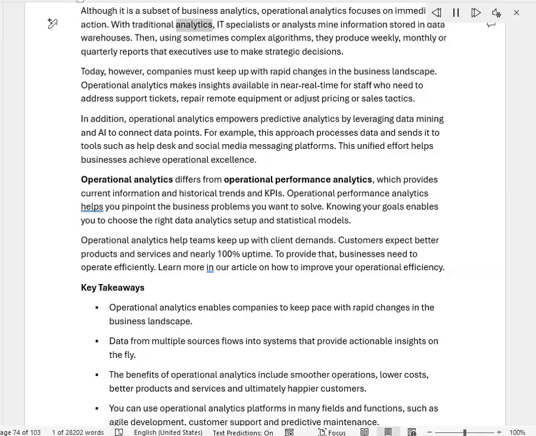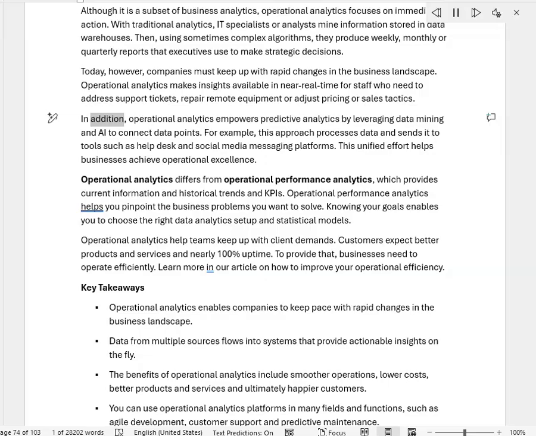With traditional analytics, IT specialists or analysts mine information stored in data warehouses. Then, using sometimes complex algorithms, they produce weekly, monthly, or quarterly reports that executives use to make strategic decisions. Today, however, companies must keep up with rapid changes in the business landscape. Operational analytics makes insights available in near real time for staff who need to address support tickets, repair remote equipment, or adjust pricing or sales tactics.